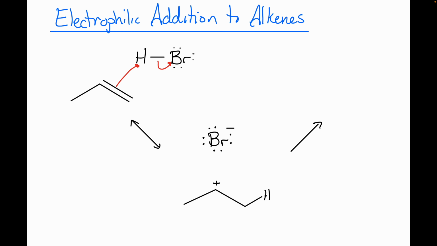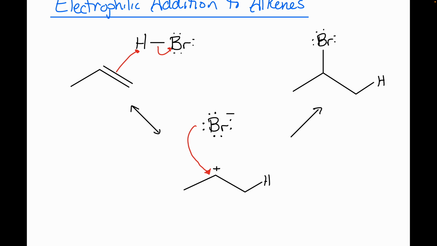All right, my bromide is now my nucleophile attacking that great electrophile, that carbocation, leading me to my addition product. I have a hydrogen added to one carbon and a bromine added to the other carbon. Cool. And again, this is our intermediate. We have this regioselectivity because we have the more stable carbocation that forms.